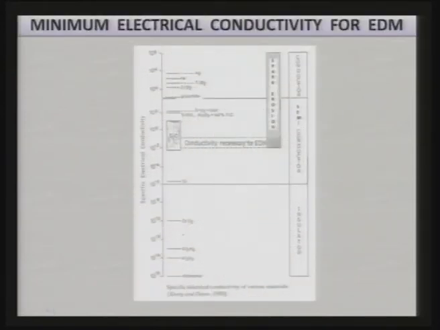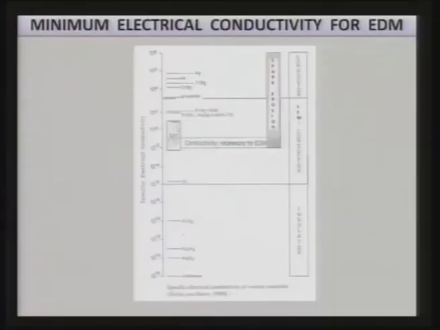I have also mentioned to you that for machining any material by the EDM process, it needs to be electrically conductive. There is a certain minimum electrical conductivity the workpiece material should have, otherwise it cannot be machined by the EDM process. You can see here that all the materials are divided into 3 categories: one is the conductor, another is the semiconductor, third is the insulator.